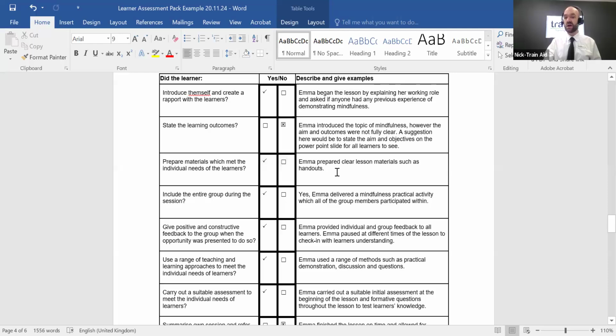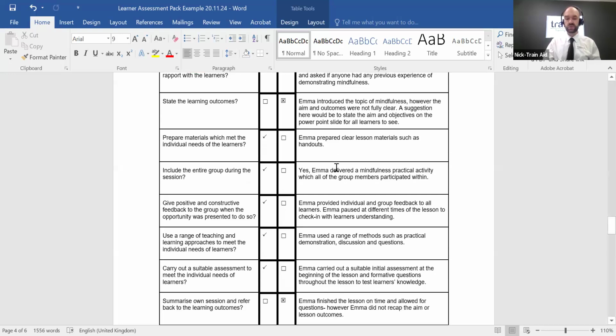Next question is, did the learner prepare materials which met the individual needs of learners? I put yes. Emma conducted obviously a well-prepared lesson. The materials, the handouts were really clear. They were very well prepared, and I was really pleased with that.